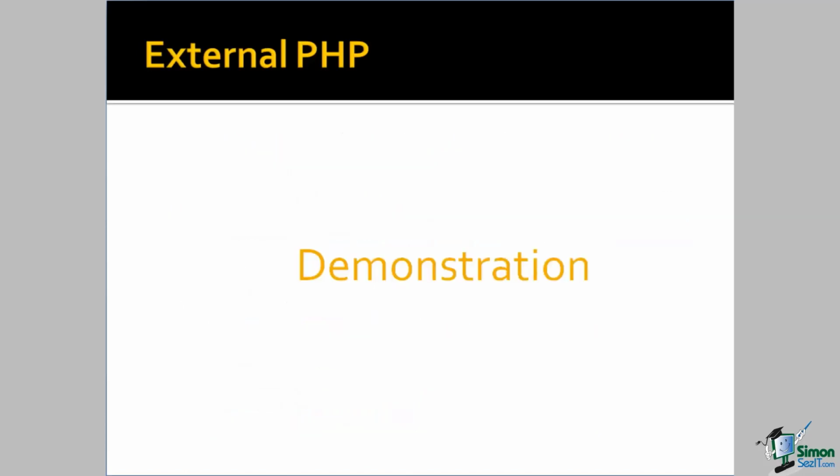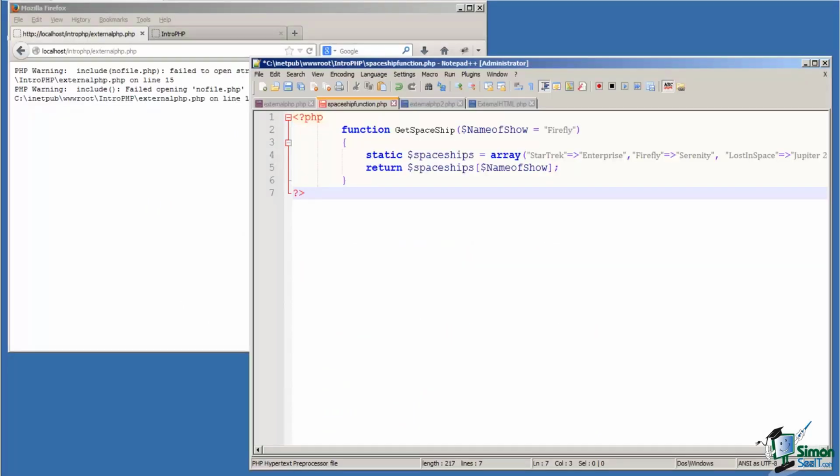So let's go look at some code. We've taken our function from the last demonstration, the getSpaceship function, and we've put it in a separate file. We call the file spaceshipfunction.php. The function does what it was doing in the last demonstration. Based on the argument passed to it, it looks up a value in an associative array and returns that to the user.